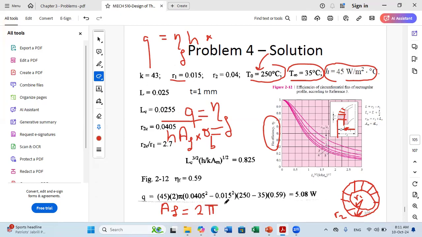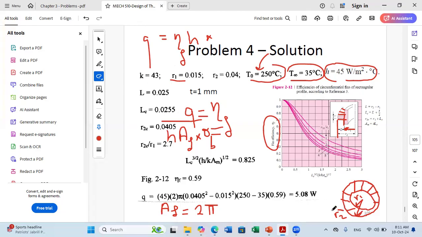Now, we should pay attention to something here. If you remember, we said that if we want to use this formula, this graph is developed based on considering a fin with an insulated tip. If it's not the case, and here they didn't say that we have an insulated tip, we can correct the length.